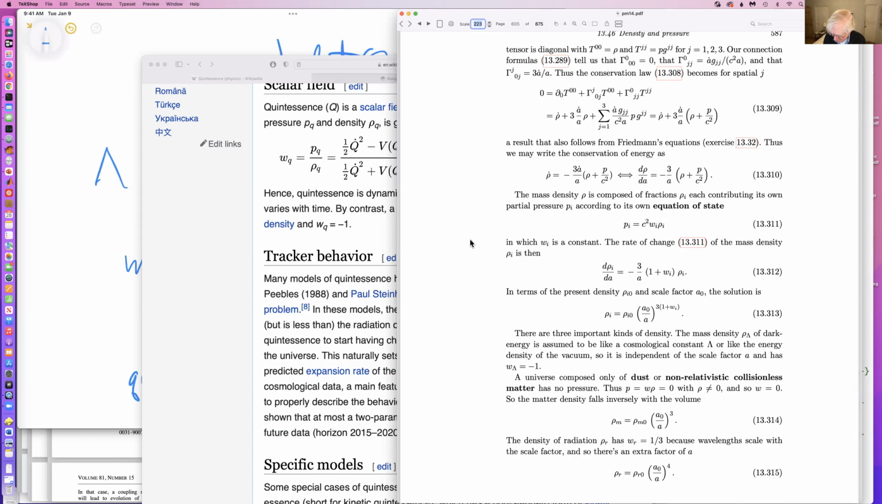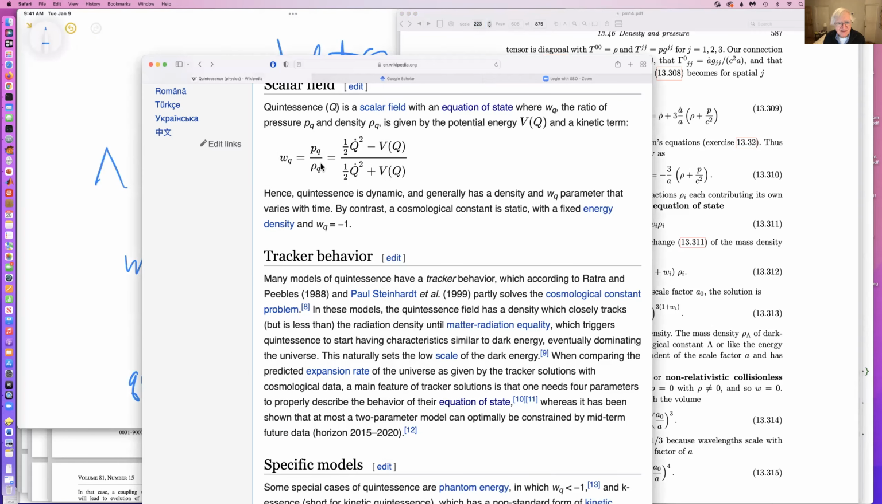So let's see. You see, that's the same thing here. You take the energy, this basically is the Lagrange density, and this is the Hamiltonian density. So this is the energy density, and this is the pressure density, or the pressure, I guess. And the ratio of the two gives you this W. And lambda experimentally has W equal to -1.